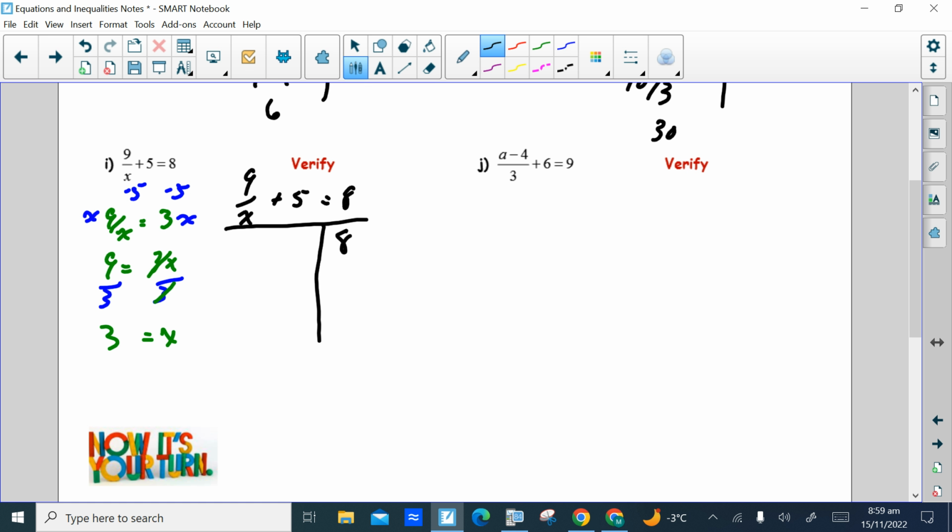So when we check it again, the equal sign divides it into two sides, left and right. The right side is 8. We need to get 8 on the left side as well. 9 divided by 3 is 3, and 3 plus 5 does equal 8. So we've just shown that our answer is correct. It works.